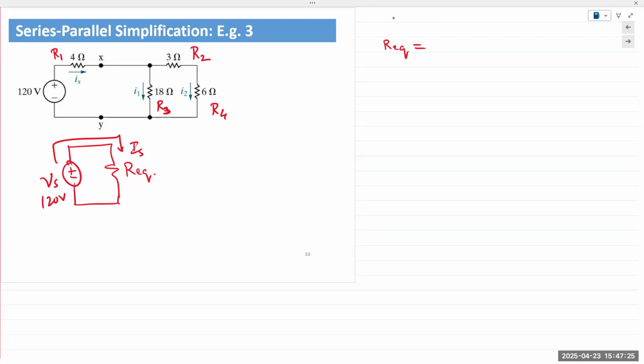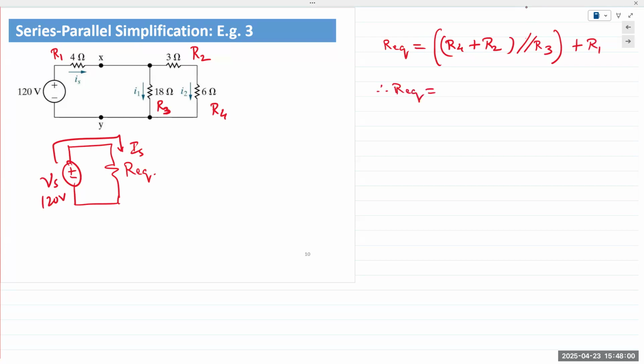Req, if I start at the far right, I can see 6 is in series with 3, which is in parallel with 18, which would be in series with 4. Actually, since I named them, let me use the names. R4 is in series with R2. That combination is in parallel with R3. And that combination is in series with R1.